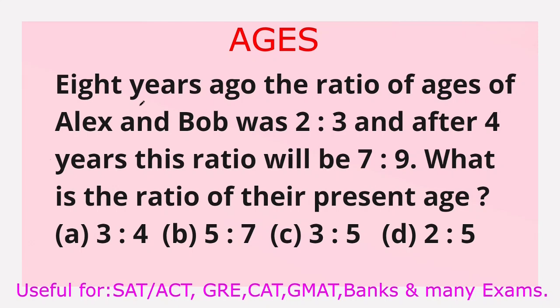Our question is: 8 years ago, the ratio of ages of Alex and Bob was 2:3, and after 4 years, this ratio will be 7:9. What is the ratio of their present age? The given options are option A 3:4, option B 5:7, option C 3:5, option D 2:5.